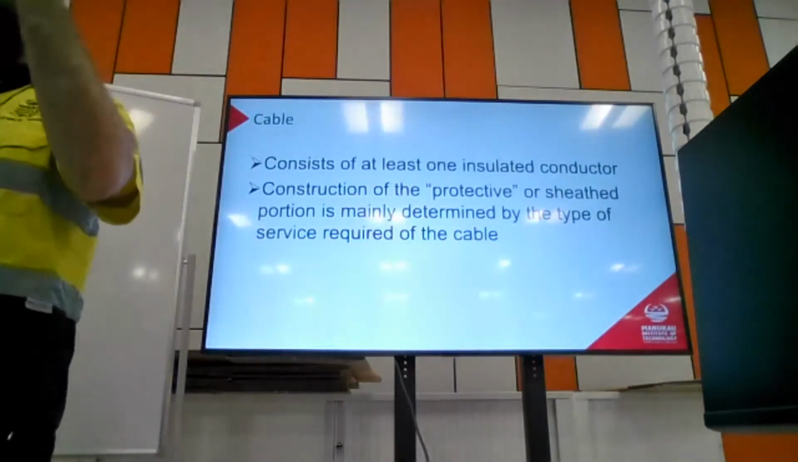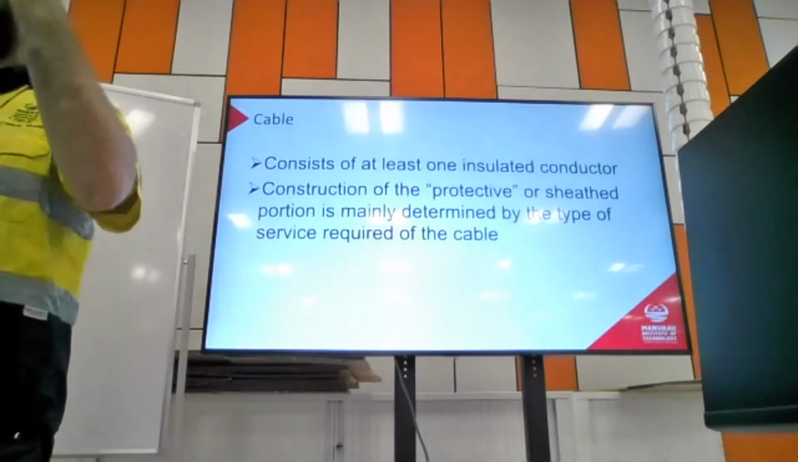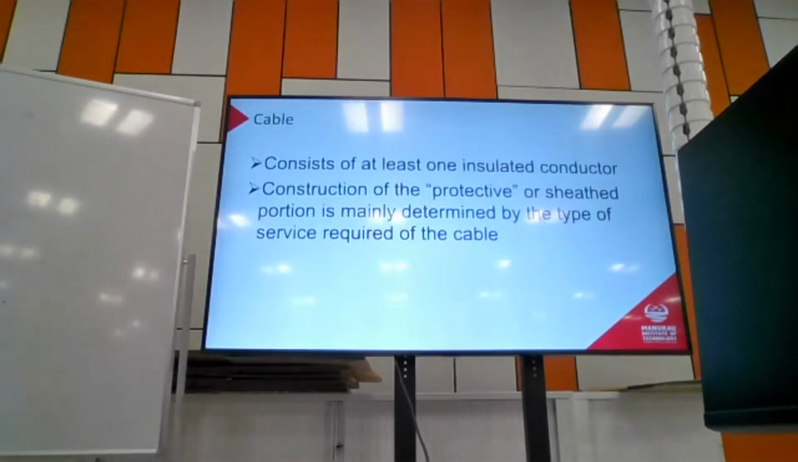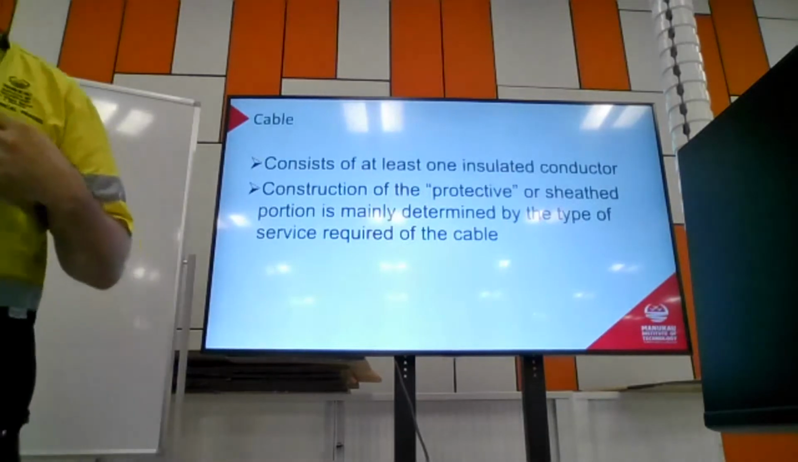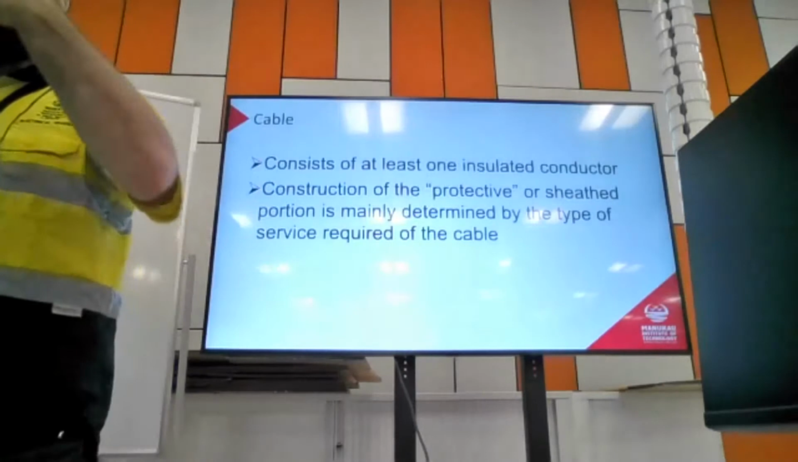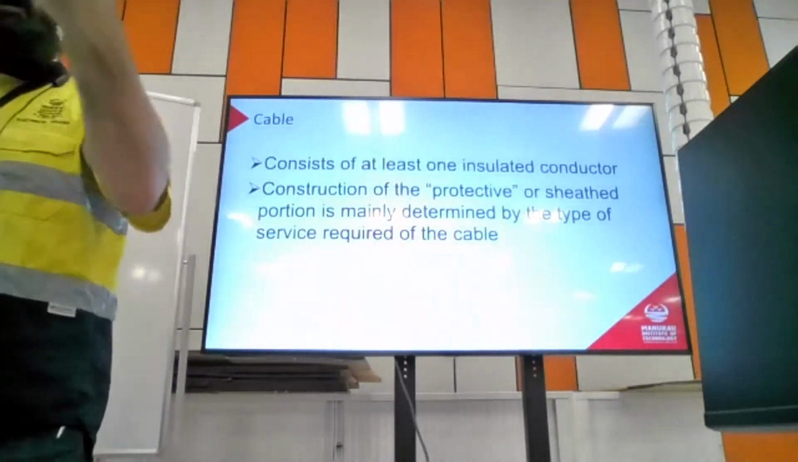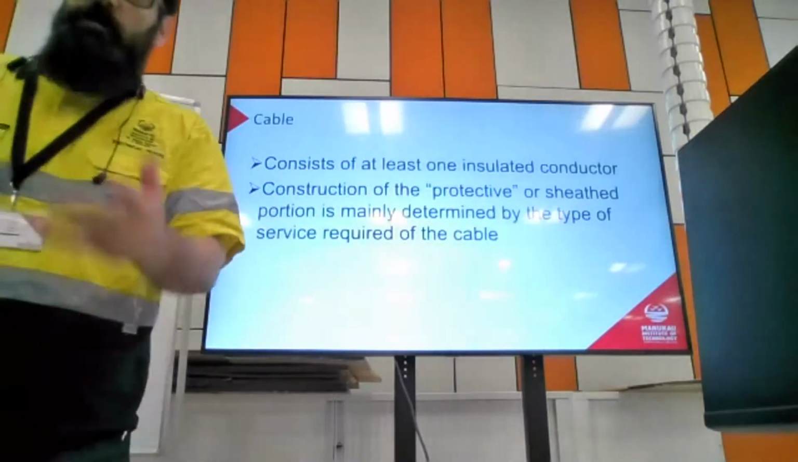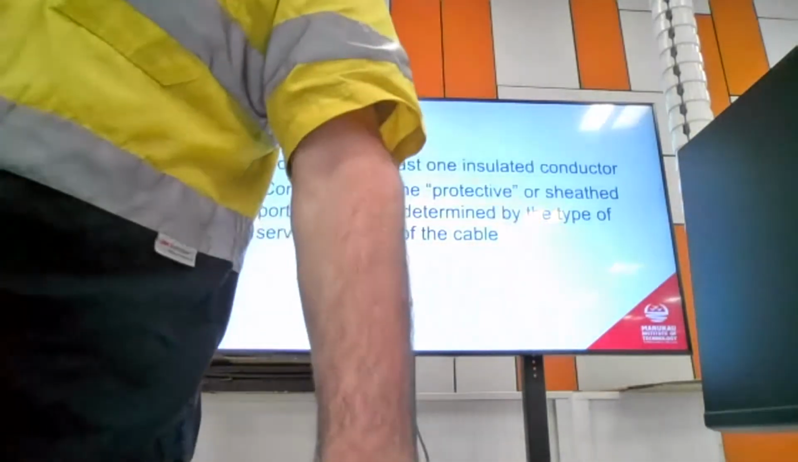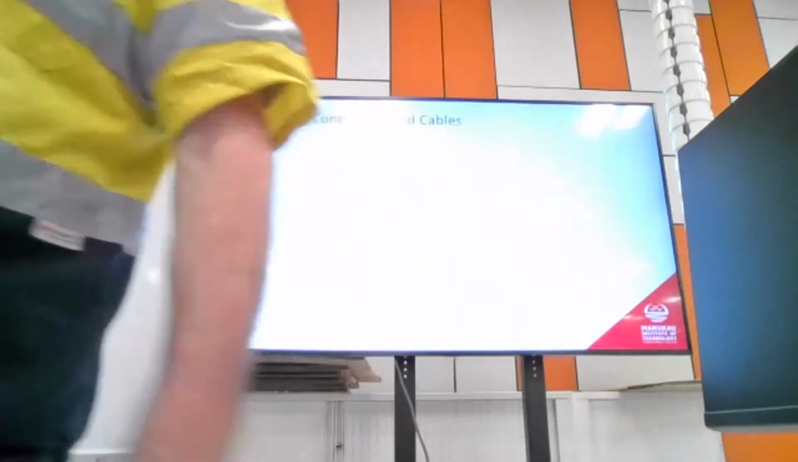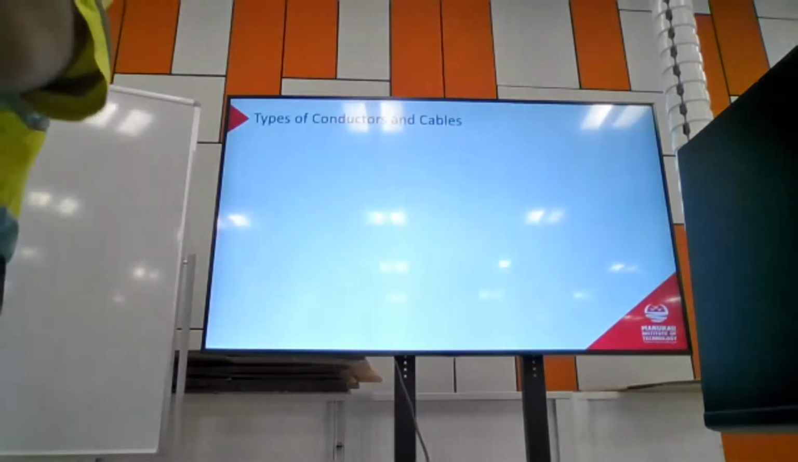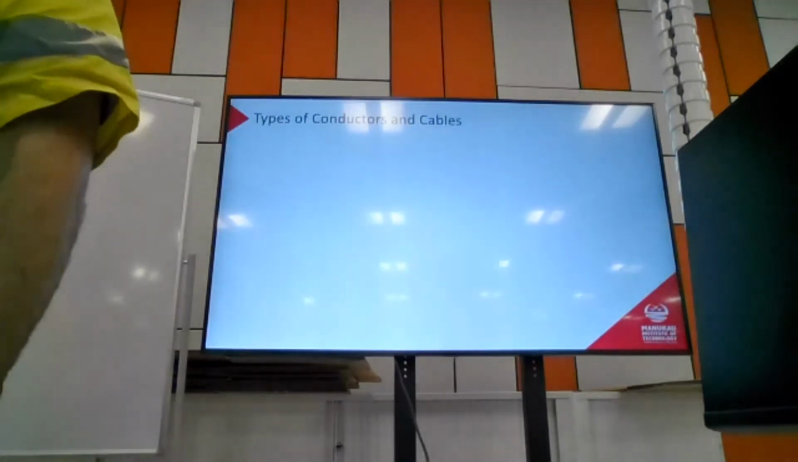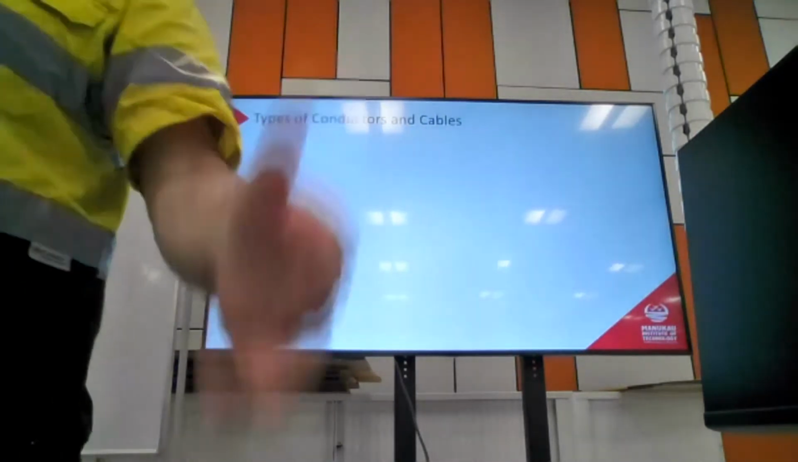So if it's going to be in a very high temperature location, then my sheath might be totally different to something that's in a very low temperature situation, like in a freezer. Or if it's going to be exposed to oil or chemicals, or mechanical hazards like stuff hitting it. So I would use different types of insulation for those different purposes. It's not going to affect the conductor itself. It's not going to change the resistance or the current carrying capacity, but the type of insulation tells us where we can use that cable or how we would use it.